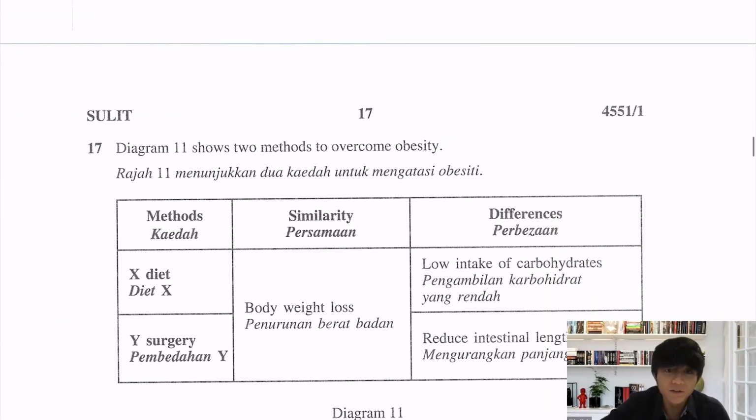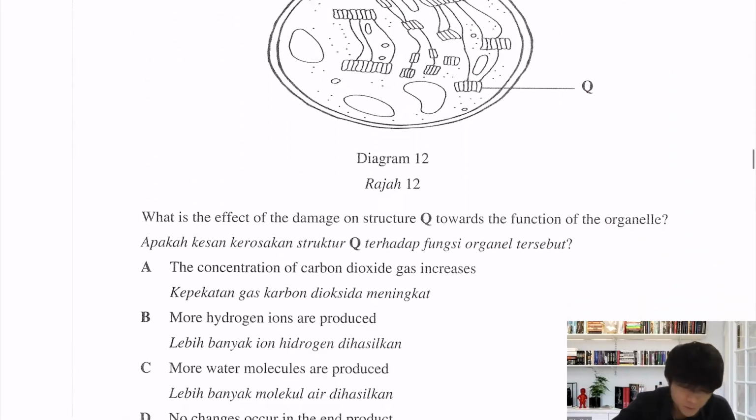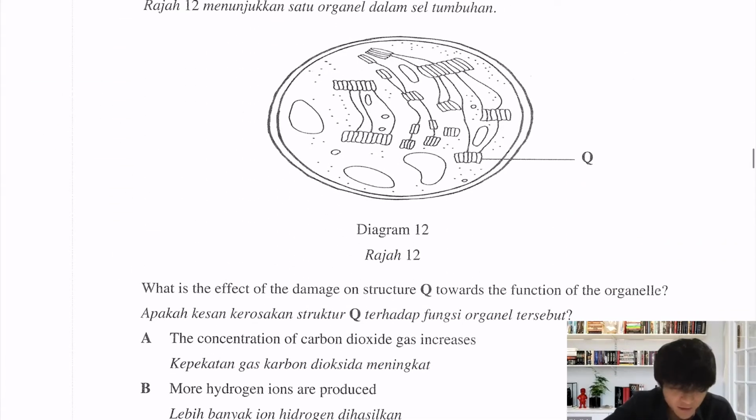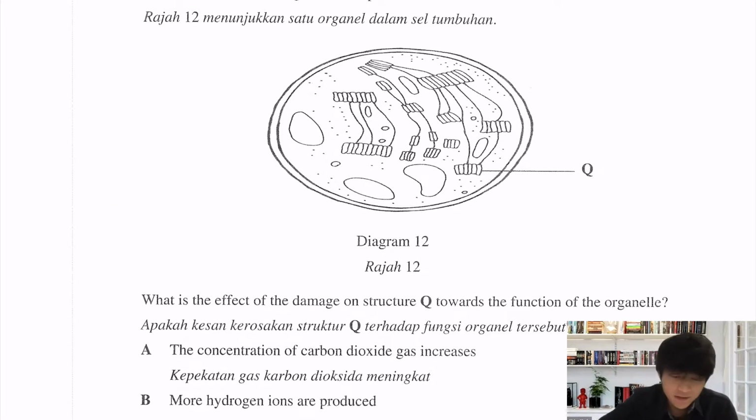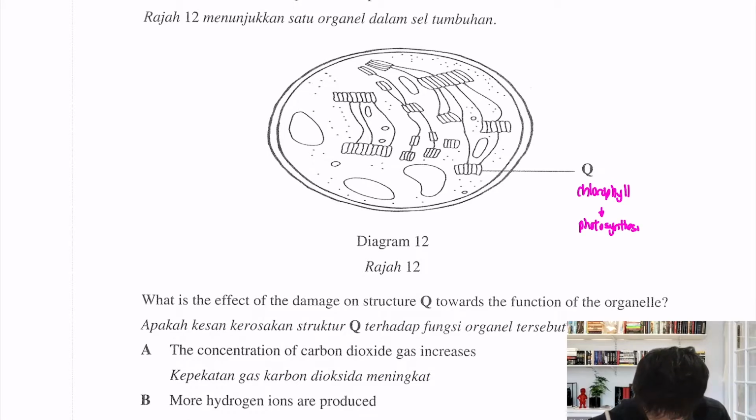We stopped at 17 last week, so today we're going to do question 18. The question shows an organelle of a plant cell, and asks what is the effect on damage to Q. Can you see what Q is? Q is basically your chloroplast, and this organelle carries out photosynthesis. If this organelle is damaged, photosynthesis will not be able to be carried out.